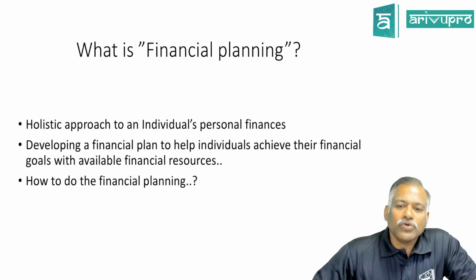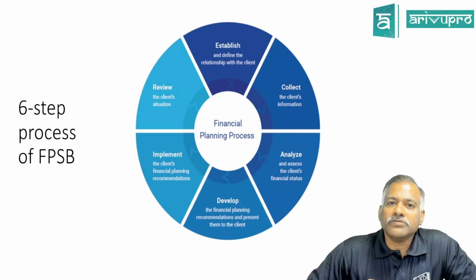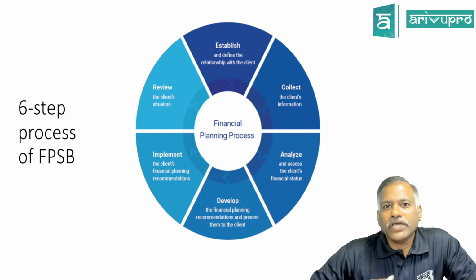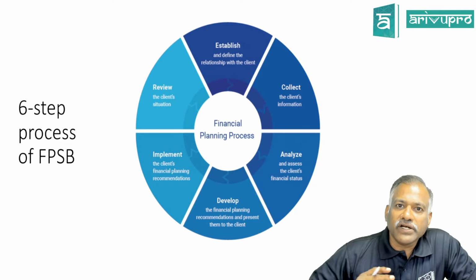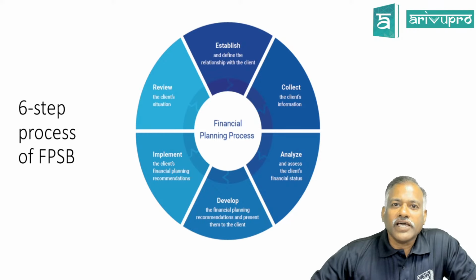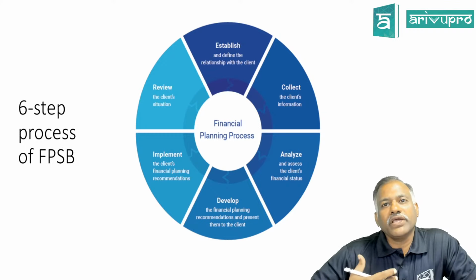And then we also looked at financial planning as a process. What are the various steps involved in the process of financial planning? Anything where you want to achieve a systematic and long-term outcome, you need to have a process in place, right? And for financial planning, FPSB, the Financial Planning Standards Board, has a prescribed 6-step process which is internationally followed. This 6-step process helps you build a good financial plan for any individual client.